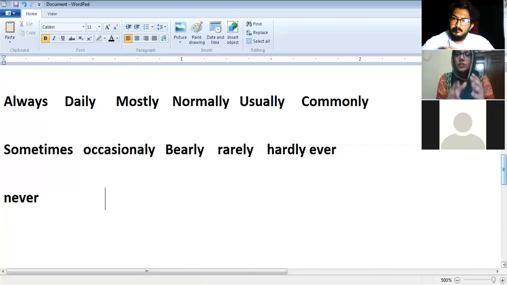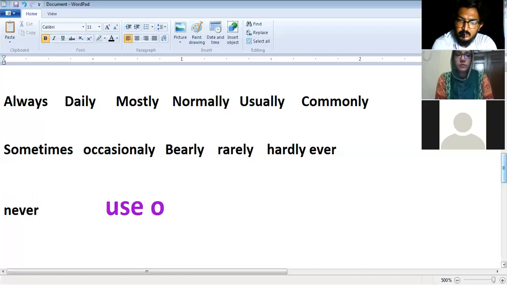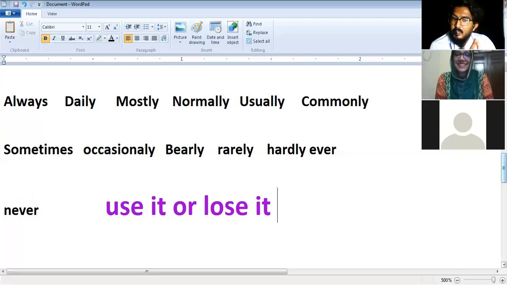Is it a condition to use all of them? Now try to use all of them, because when it comes to practice, if you use it, you will remember. There is one important thing I will tell you when it comes to learning English: use it or lose it. Iram, it is especially for you. Use it or lose it. It means that if you do not use it, you will forget. Getting my point? Yes, I got it. Perfect.